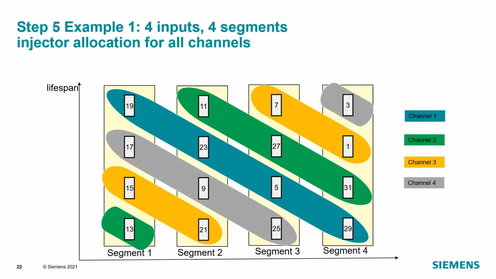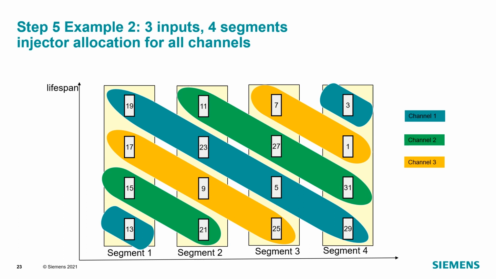And 4. In this case, the number of input channels was the same as the number of segments, and the total number of injectors was a multiple of the number of input channels. Each channel received the same number of injectors, but this is not a general case.